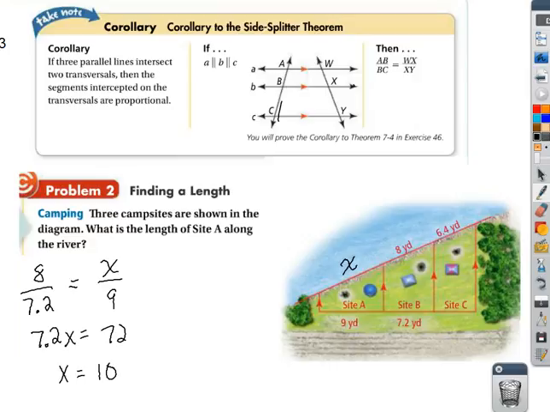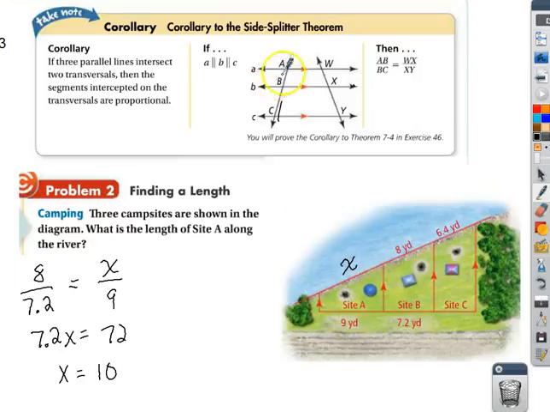Now, you could set it up differently. You could say x over 8 equals 9 over 7.2. You could compare this side with this side and this side with this side, and those ratios would still be proportional. When you cross multiply, you'll get the same thing. I just like doing it like this for some reason.